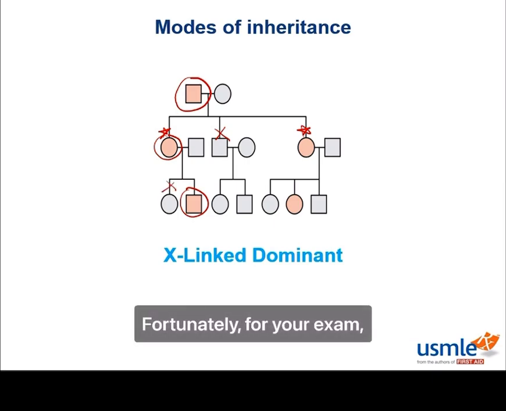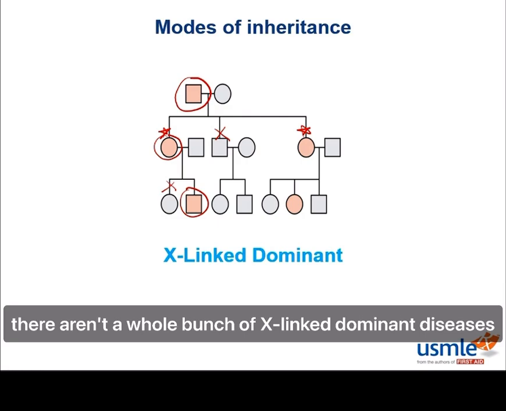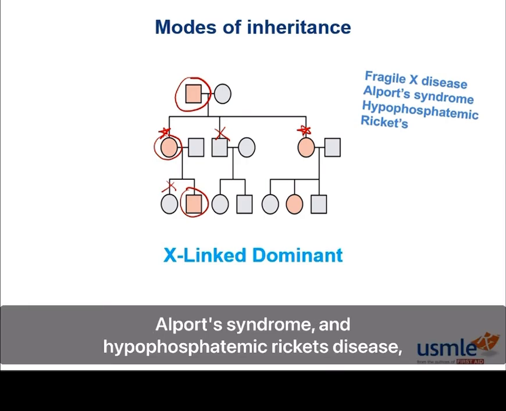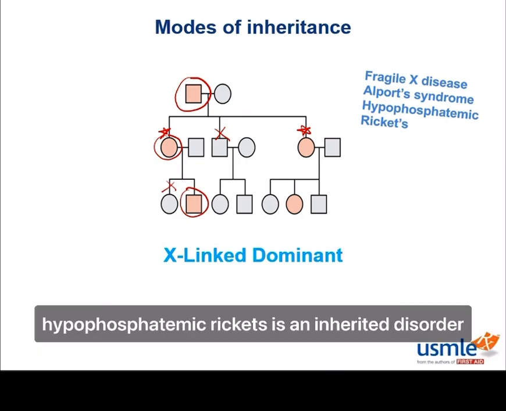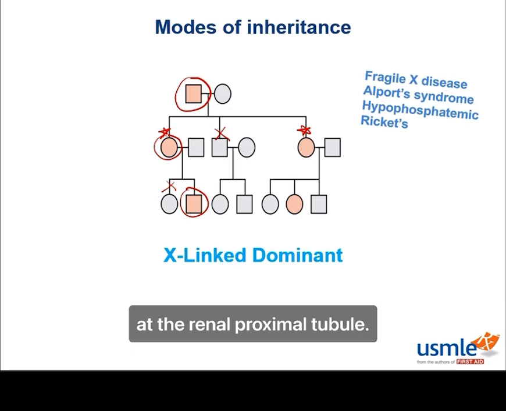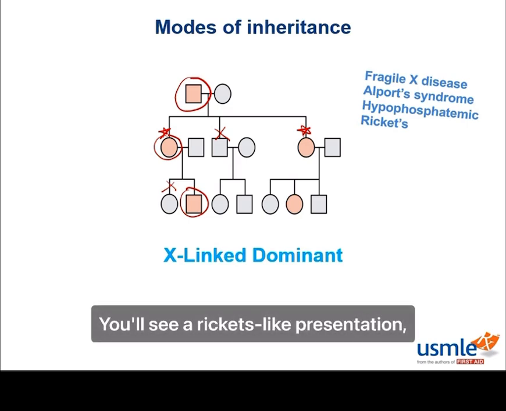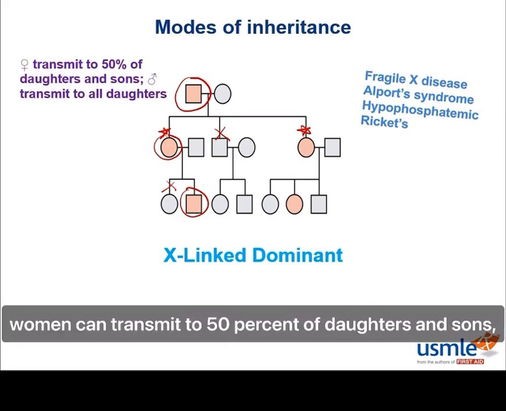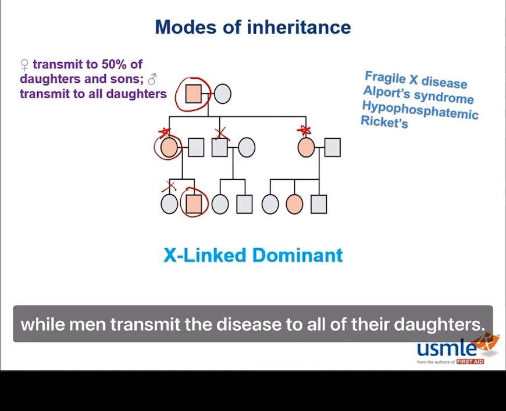Fortunately for your exam, there aren't a whole bunch of X-linked dominant diseases that you have to be aware of, but they include Fragile X disease, Alport syndrome, and hypophosphatemic rickets. Hypophosphatemic rickets is an inherited disorder resulting in increased phosphate wasting at the renal proximal tubule. You'll see a rickets-like presentation, such as bowed legs. The takeaway point here is, women can transmit to 50% of daughters and sons, while men transmit the disease to all of their daughters.